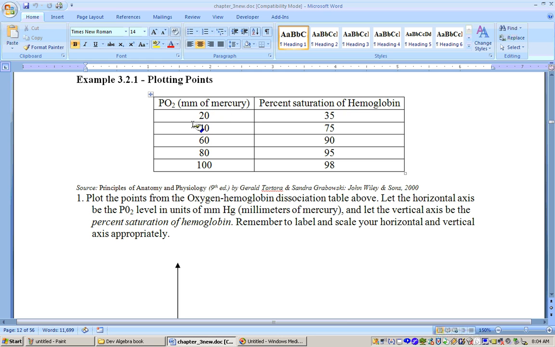Okay, here on section 3.2, we're going to start plotting points and also plotting linear equations. First of all, let's go over plotting points.